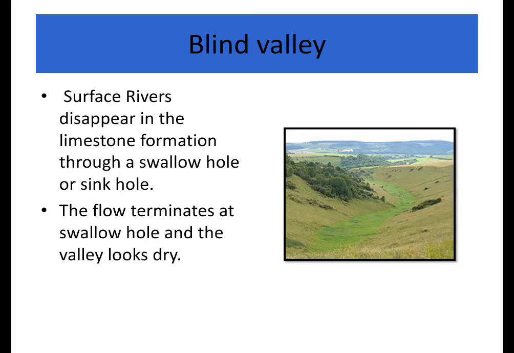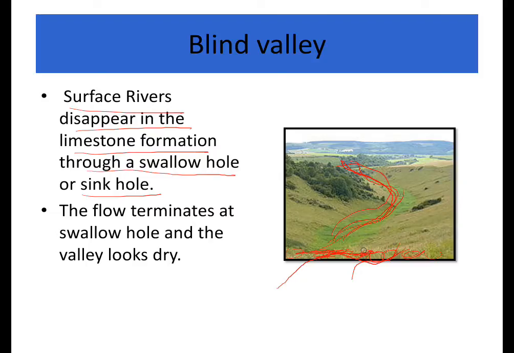A blind valley: here we can see that earlier water was flowing in this region, but something has prevented water flow now. That's how a blind valley forms, because here surface rivers disappear into the limestone formation through a swallow hole or sinkhole. Earlier the water was flowing in this valley. Suddenly, suppose a limestone formation like sinkholes or swallow holes develops in this region. In those regions, suddenly the water will flow into this region, and this valley becomes dry.